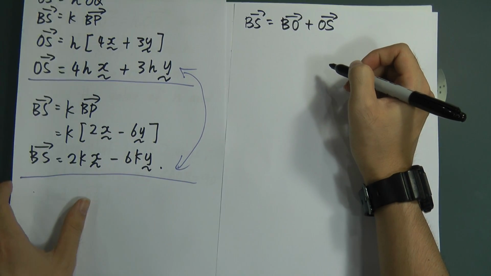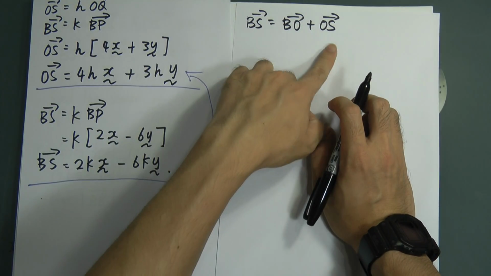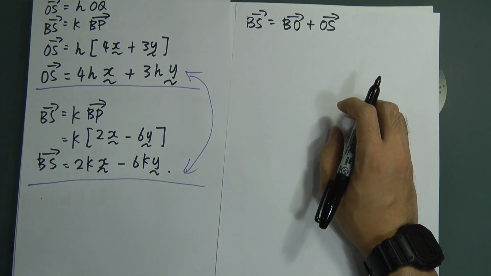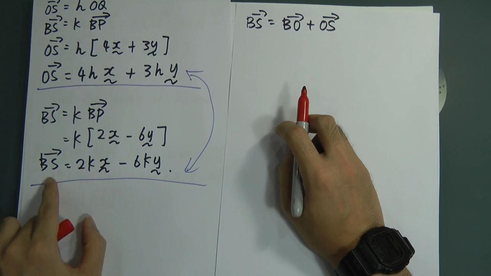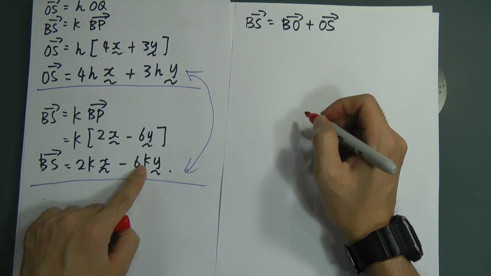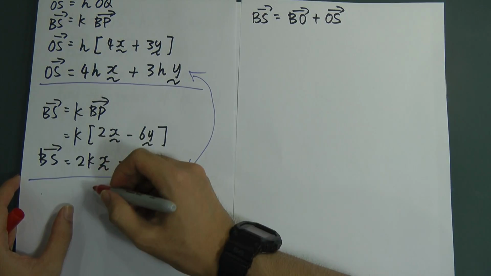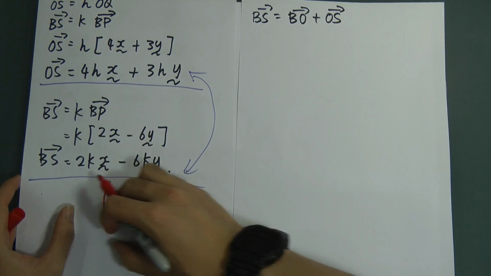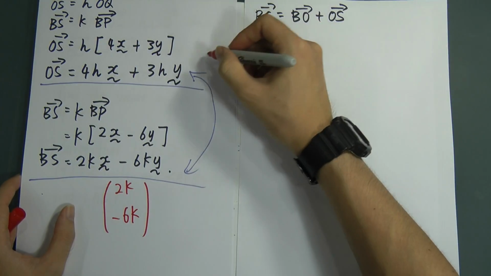Over here, I can substitute the whole OS into OS over here. Do you see it? If you see it, then let me substitute. I use red color for those I substitute. BS is 2kx minus 6ky. I write this one in a column: x on the top, y on the bottom. Top for x, bottom for y. So this one is 2k, this one is negative 6k.